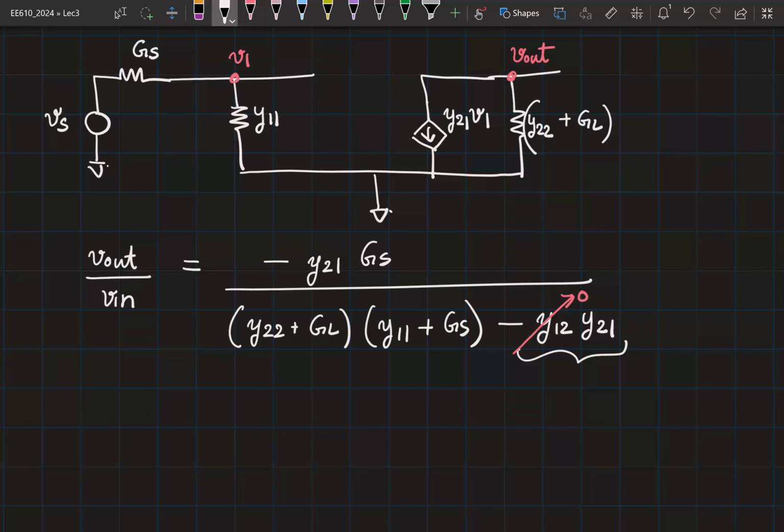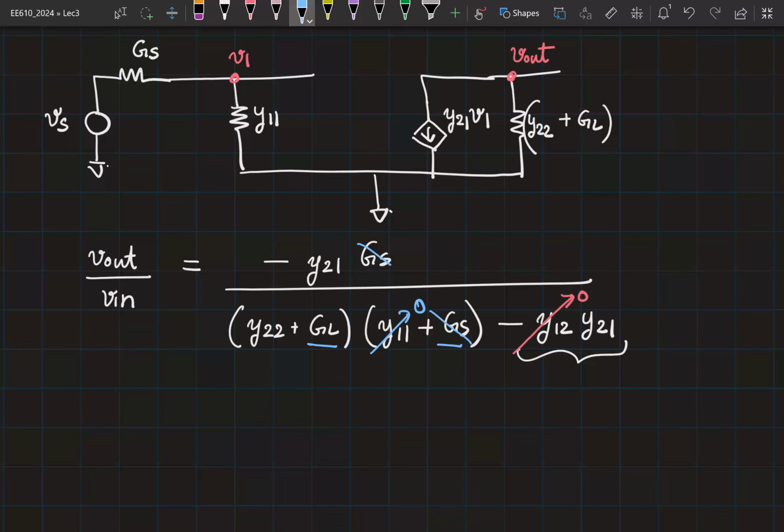Now, I also want to make sure that this gain is independent of the source resistance, GS. What can I do? Remember, GL and GS are not in our hands. Right? We can only play with the remaining parameters. Y11 can be? Should it be very big or? It has to be 0. Right? So if I make Y11 equal to 0, then this GS and GS will cancel each other.